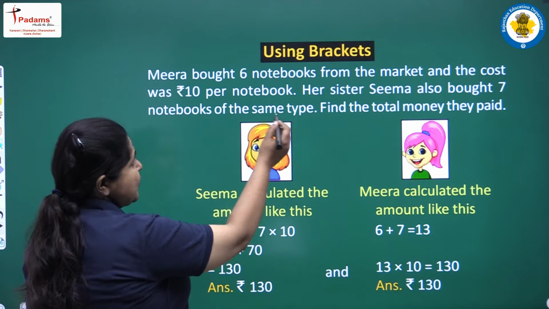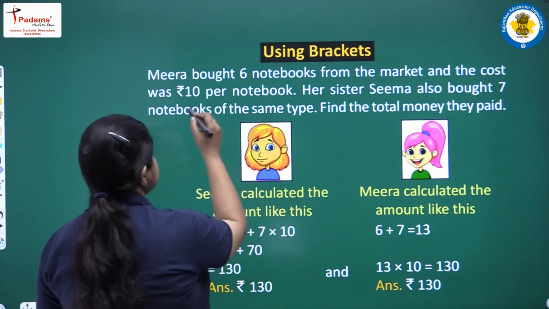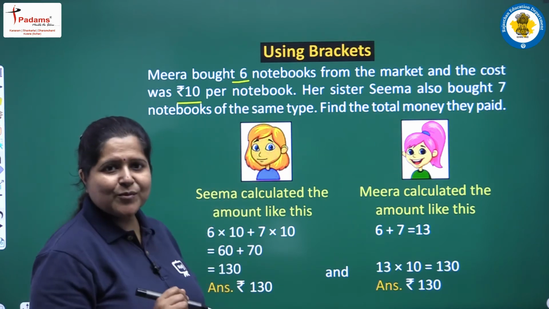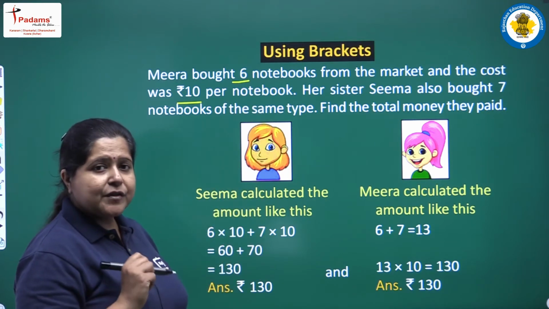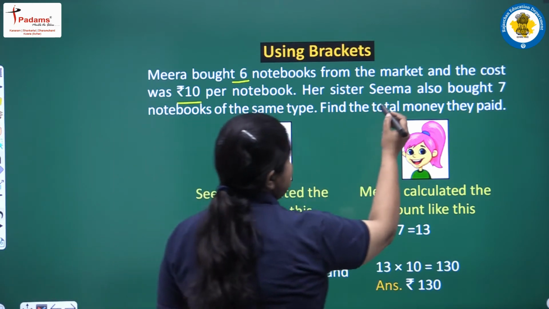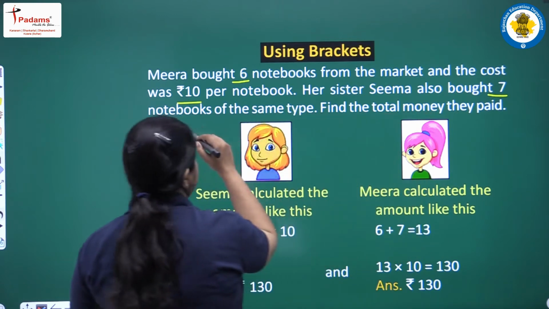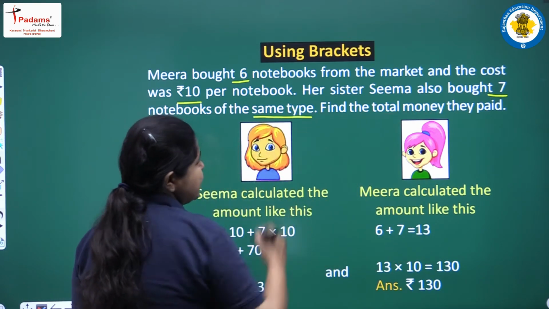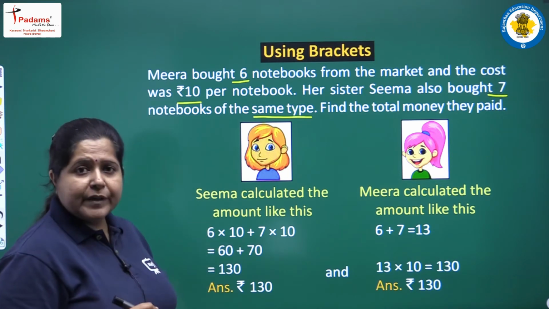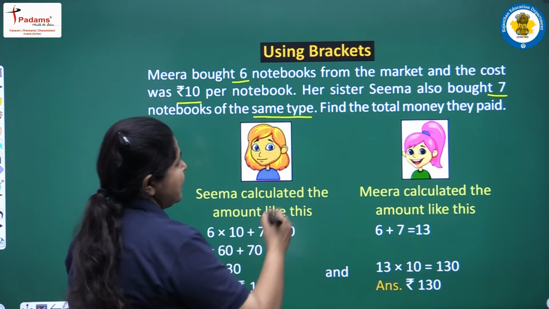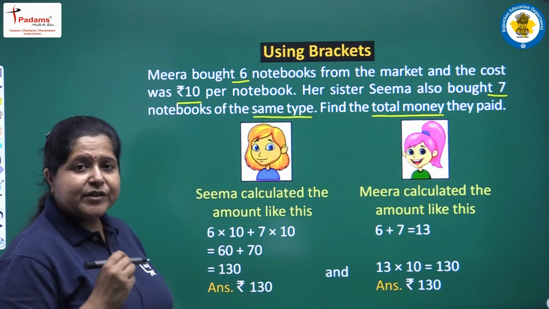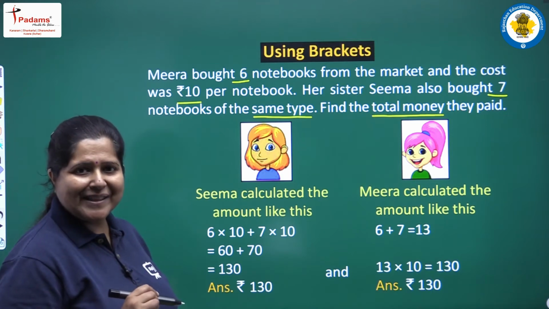Meera bought 6 notebooks from the market and the cost was rupees 10 per notebook. Her sister Seema also bought 7 notebooks of the same type. Same type means that the cost of each notebook for Seema also will be rupees 10. Find the total money they paid. The total money they will pay to the shopkeeper has to be calculated.